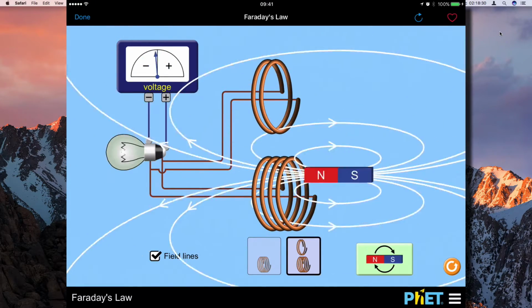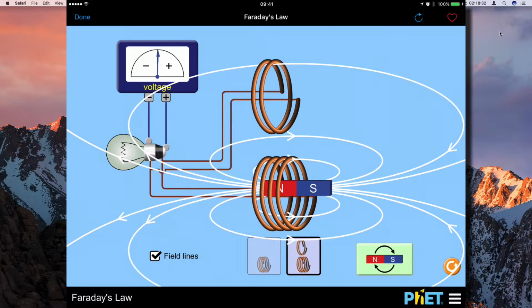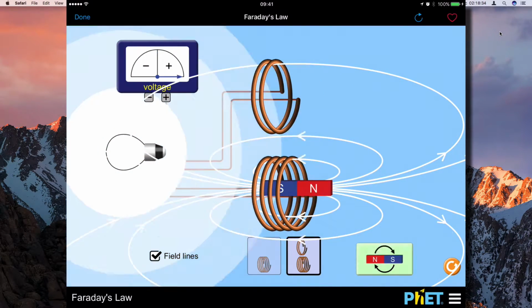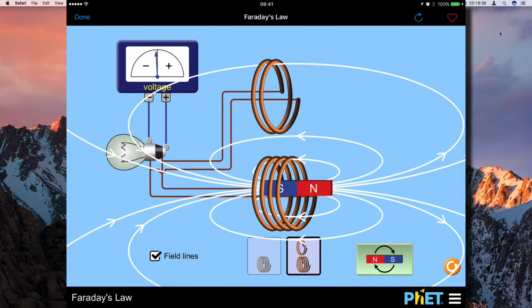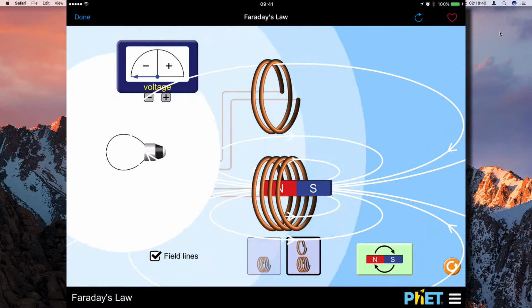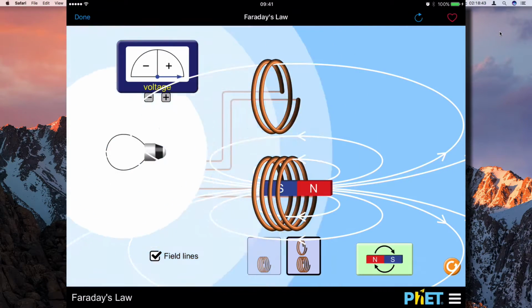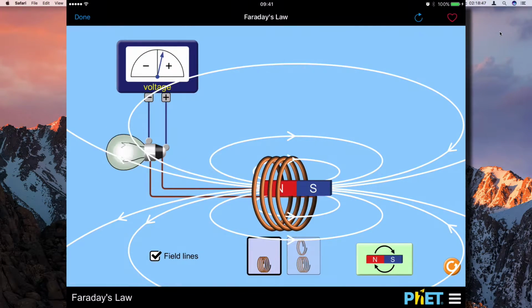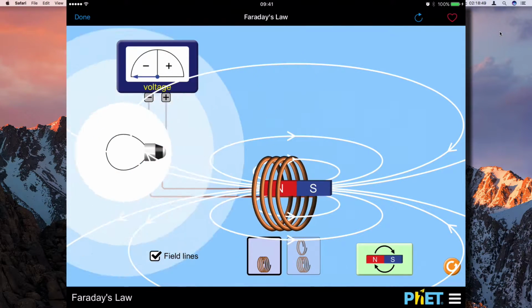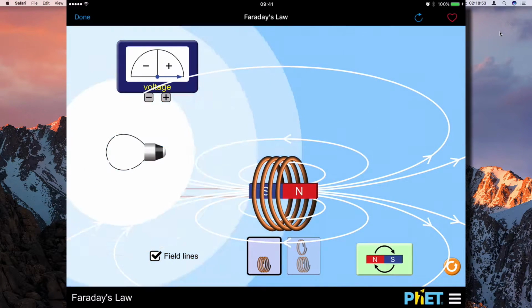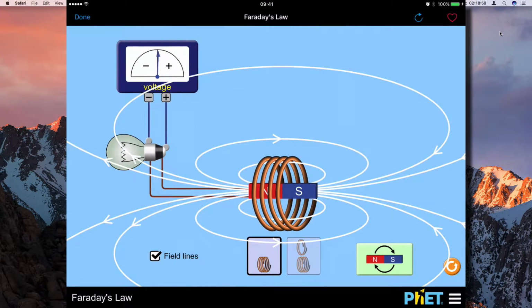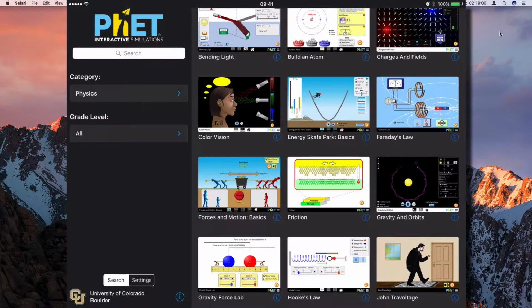So you can actually have more than one coil. Okay, so here what I'm doing is just reversing the polarity of the magnet from north to south. Let me put one coil in there. So by just changing the polarity, I can also induce a current. Okay, that's a good one.